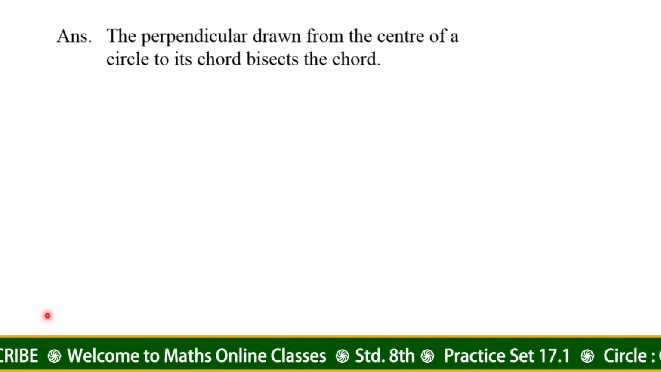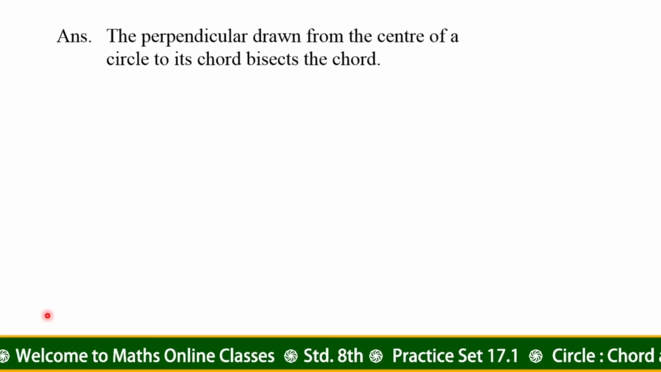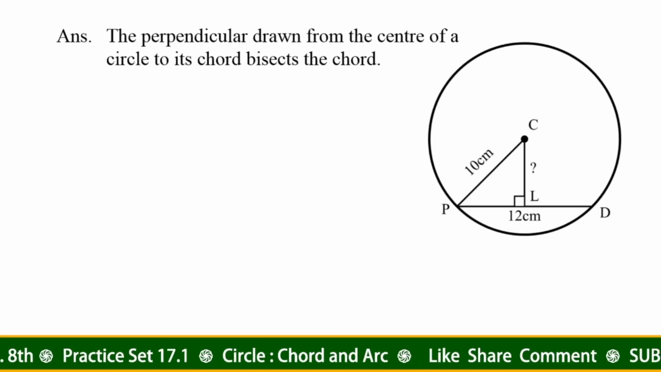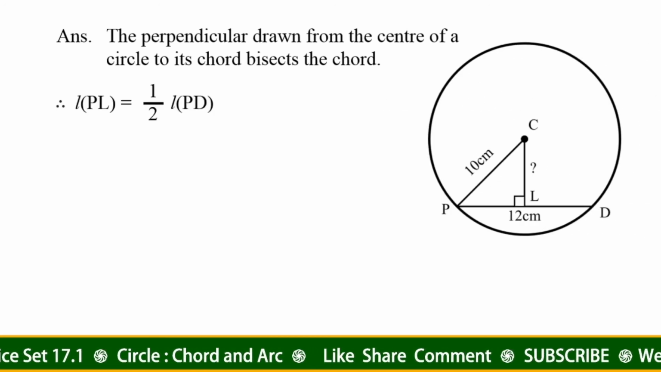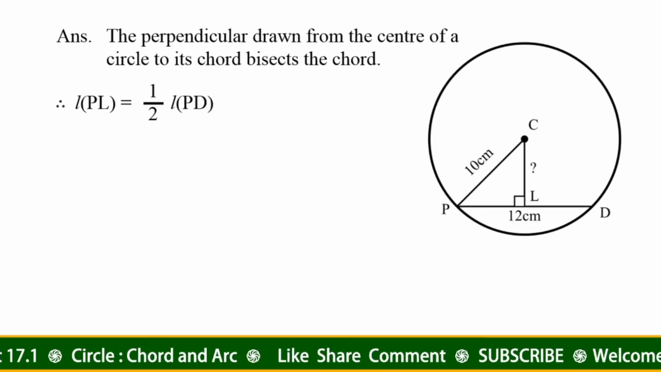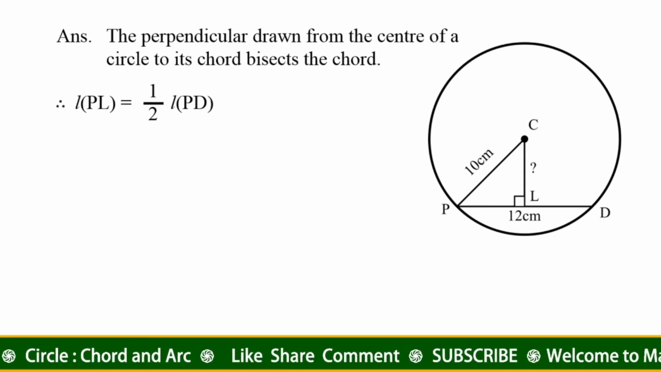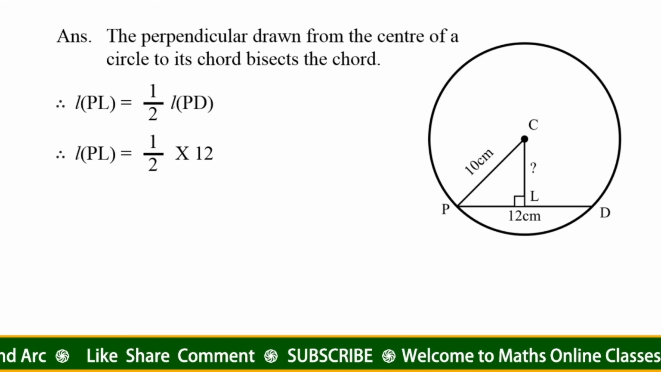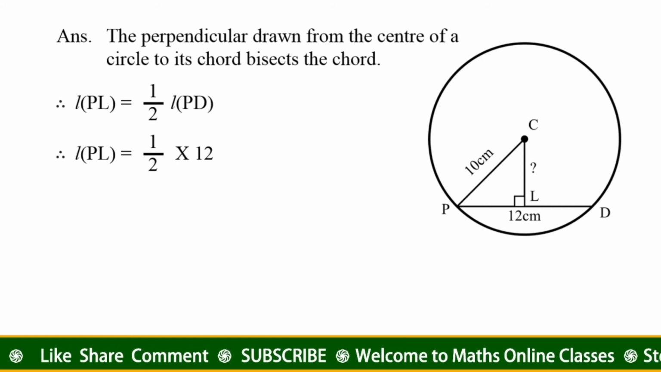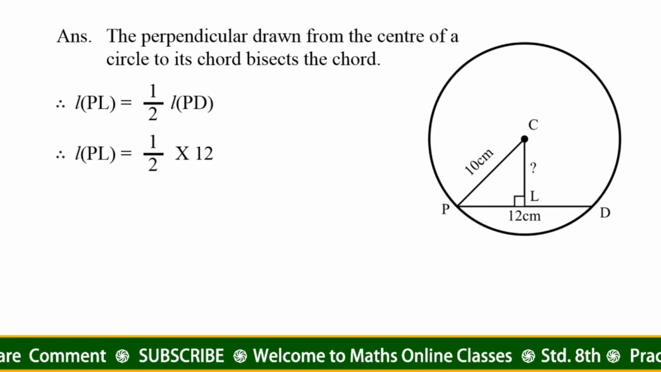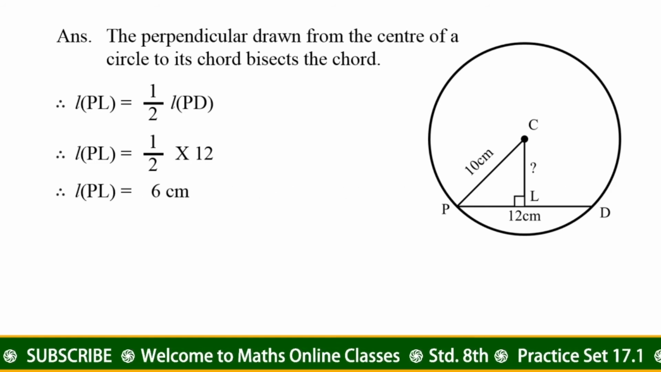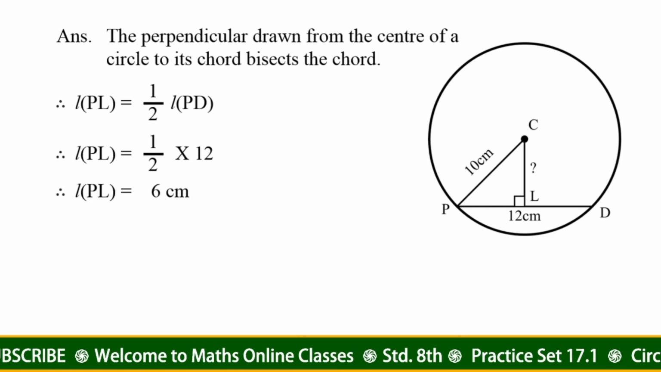First property: the perpendicular drawn from the center of the circle to its chord bisects the chord. Take the figure for reference. Now length of PL is equal to half of the length of PD. Put the value of PD. Therefore, length of PL is equal to 1 by 2 multiplied by 12. We know that half of 12 is 6. Therefore, length of PL is equal to 6 centimeter.